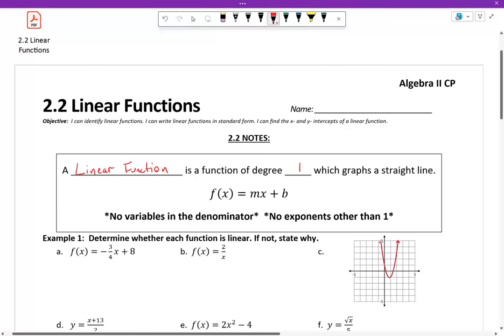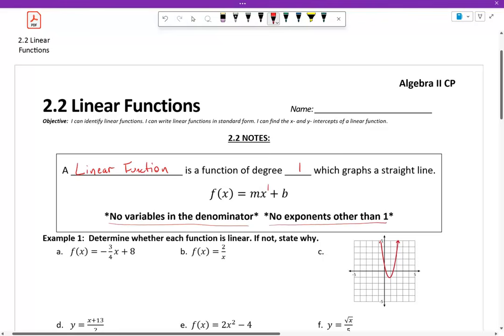By degree 1, we mean the exponent on the variable, so it's x to the first power. That's a degree 1. So we can identify whether a function is linear by the exponents on our variables. Here are some rules. One, we don't want any variables in the denominator, because that would be a negative exponent. So no exponents other than 1.